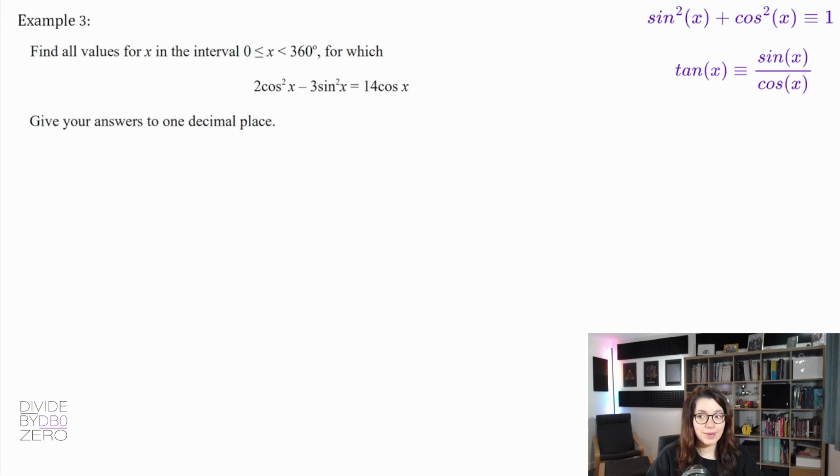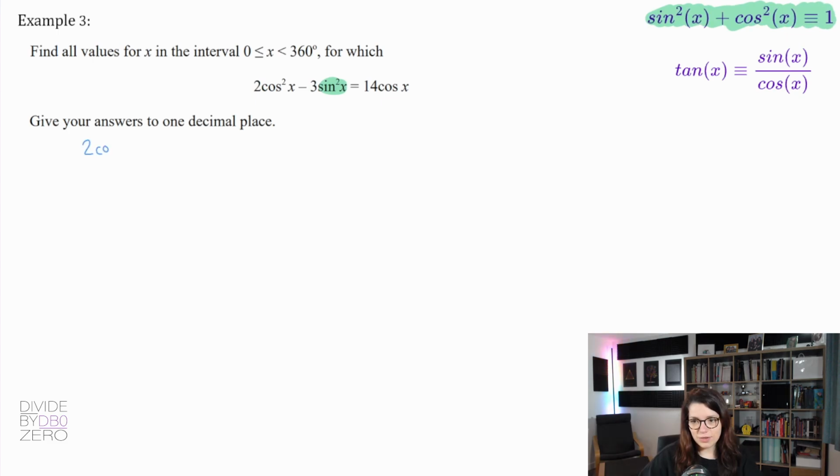Last example, find all values for x in this interval for which 2 cos squared x minus 3 sin squared x equals 14 cos x. Give your answers to one decimal place. So for this one, we've got a mix of cos squared x, sin squared x, and cos x. So it probably makes the most sense to replace the sin squared x and try and get it in terms of cos. To do that, we can use that first identity rearranged.